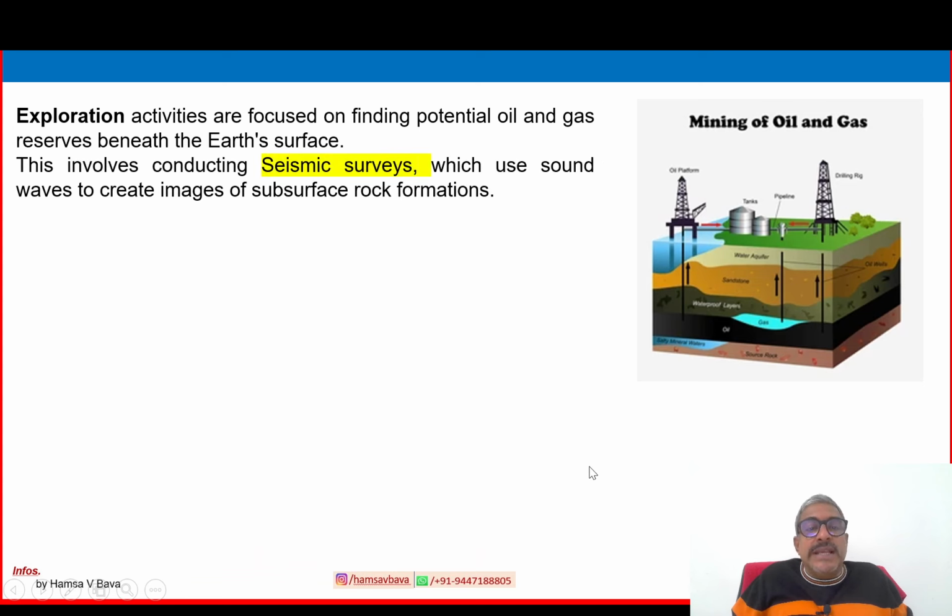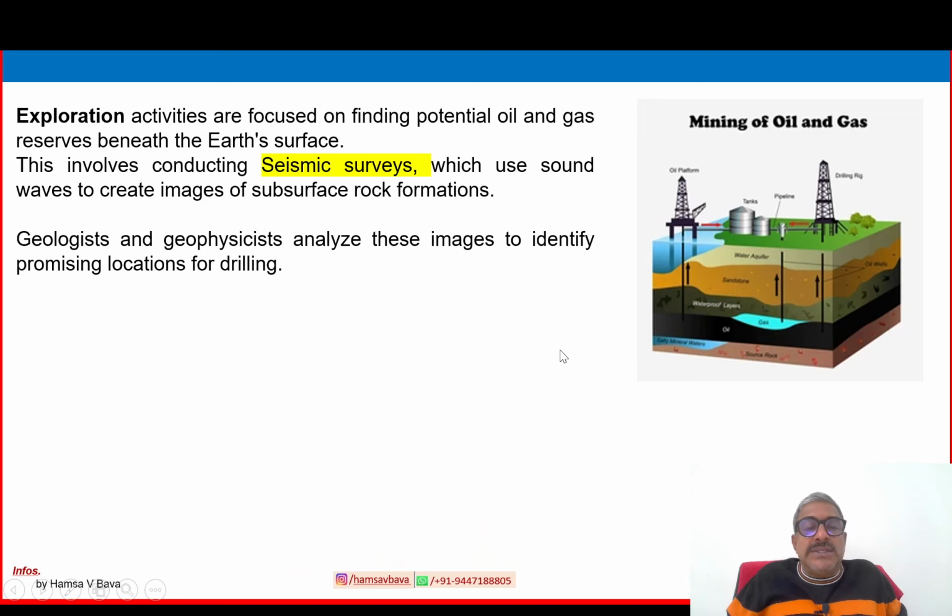This involves conducting a seismic survey, which uses sound waves to create images of subsurface rock formation. We will discuss the seismic survey in detail in our coming slide. It is a survey to find out, before starting the drilling process, the potential opportunities or availability of hydrocarbon under the earth surface.